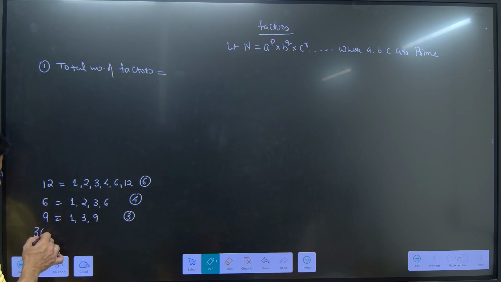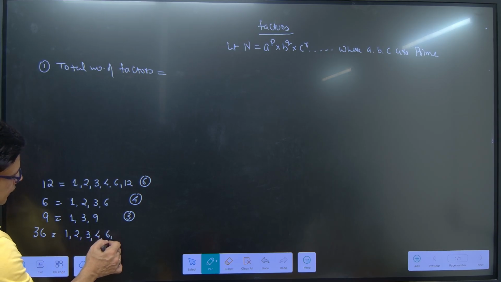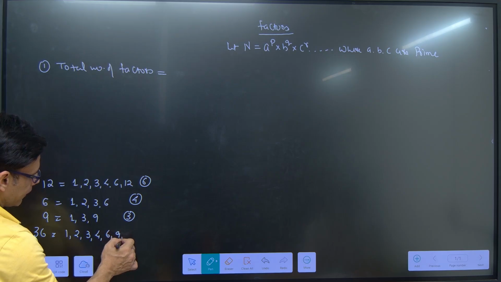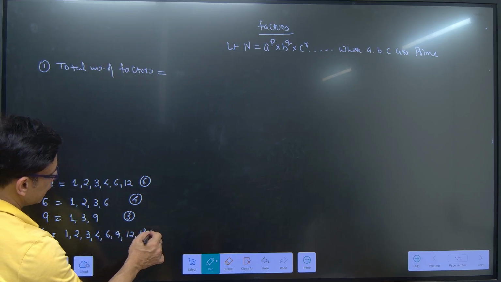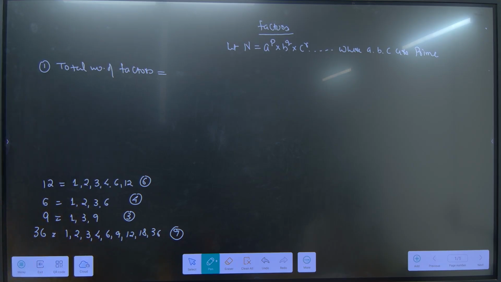I have, let's say, 36. So 36 has 1, 2, 3, 4, 6, 9, 12, 18 and 36: 9 factors, right? Every time you cannot go and find out the number of factors by writing all the factors, right? So I'm not interested in which are the factors; we will see that later. Right now we are interested in total number of factors.